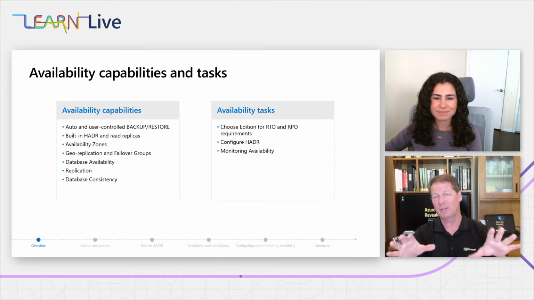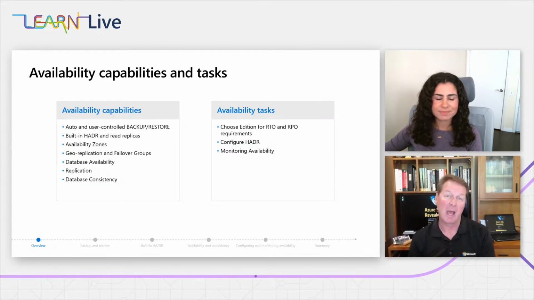But this pattern is kind of how we molded a lot of the things in the last 3 modules for security, performance, and availability. We want you to understand what the capabilities are, so you see what's possible, and then what are the tasks you need to complete to ensure that your Azure SQL deployment is highly available.